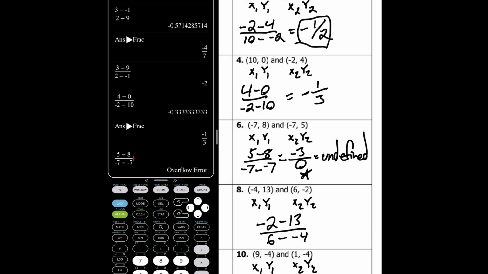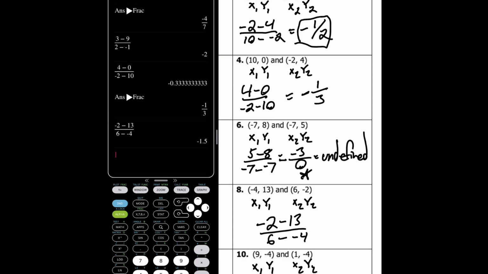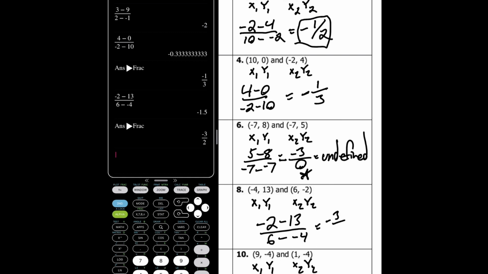Number 8. I have alpha y equals, enter. I'm going to say negative 2 minus 13 divided, we already have the division line. I don't know, it's getting late, you guys. Negative 2 minus 13 divided by 6 minus negative 4. Arrow over, enter. I'm going to say math, enter, enter. And I'm going to get negative 3 over 2.